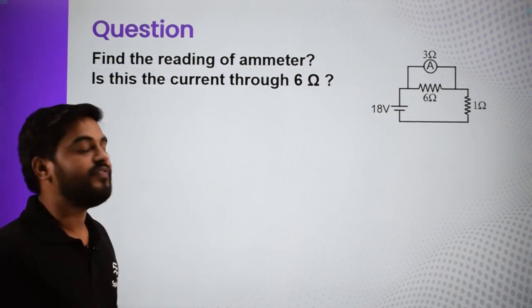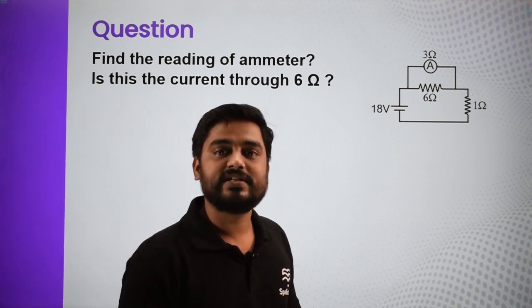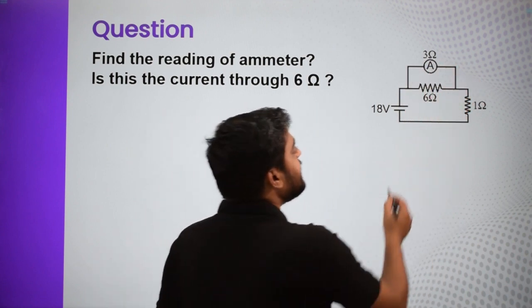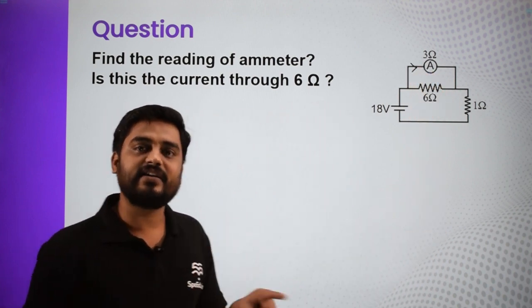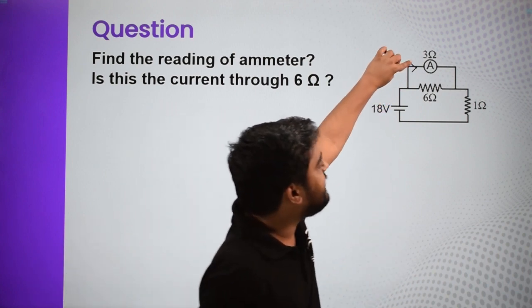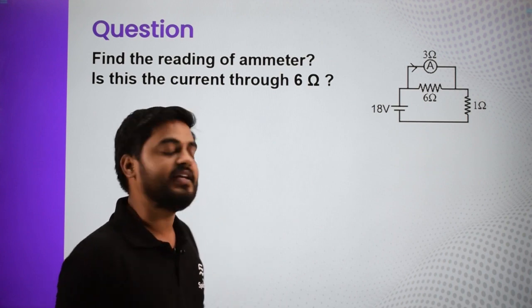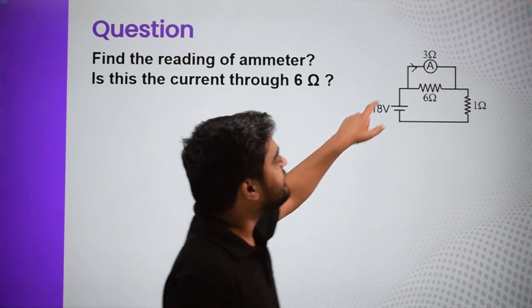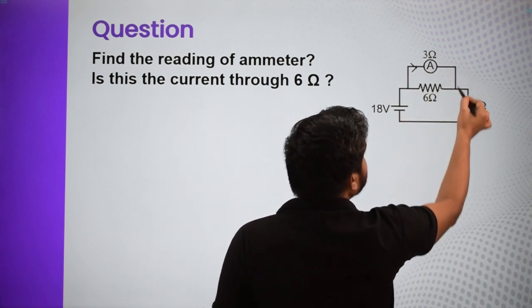Now let us discuss this question, and this question says find the reading of ammeter. Is this the current through the 6 ohm? First, is this the current through the 6 ohm? Whatever is the reading of this ammeter is not the current through the 6 ohm, because, see, what is the normal symbol for ammeter? We just write A, right? If we don't write this 3 ohm, then this is an ideal ammeter which is having zero resistance, right? But since 3 ohm is written over here, that implies that the ammeter itself is having 3 ohm resistance, and now it will behave as a normal resistor like this.